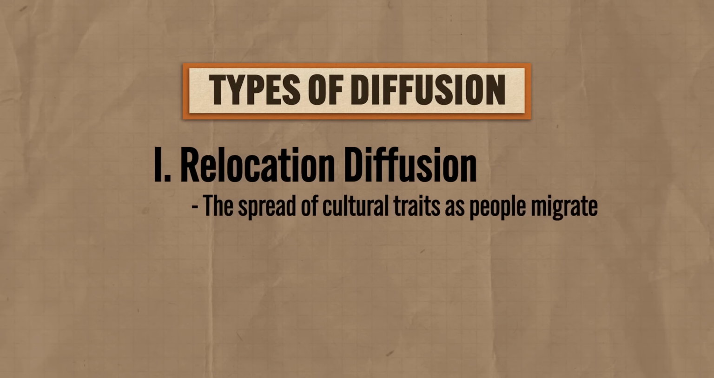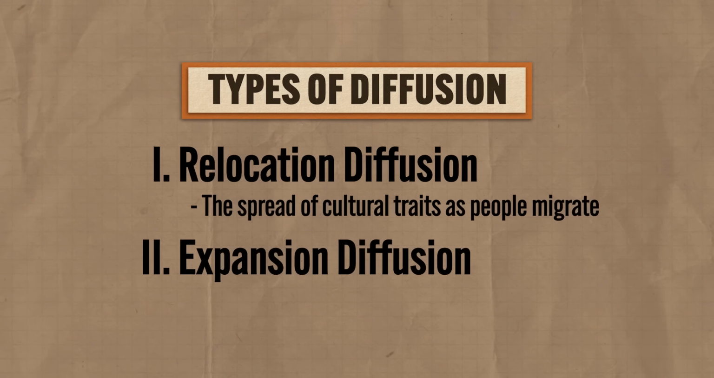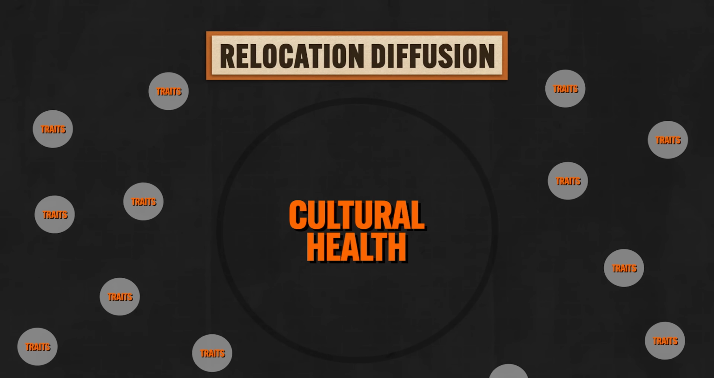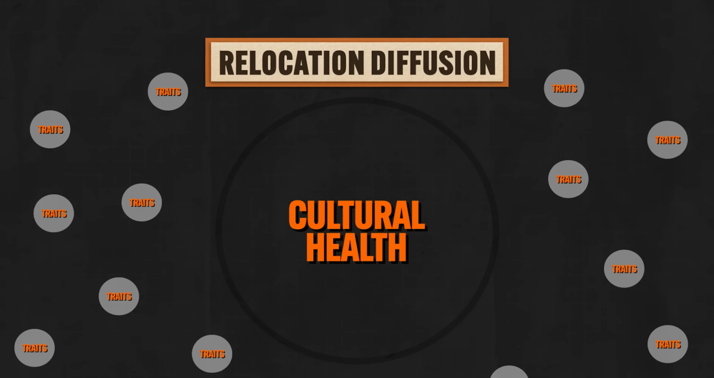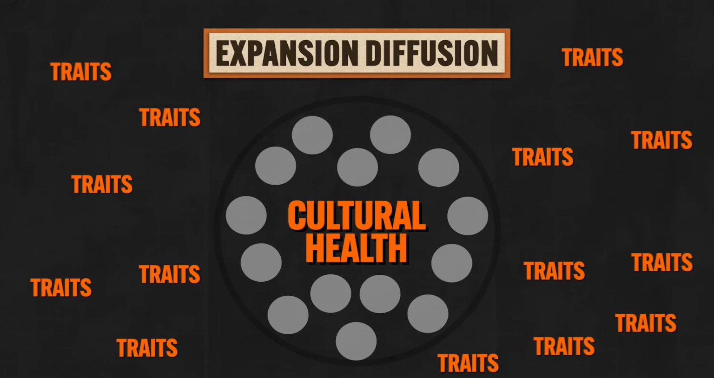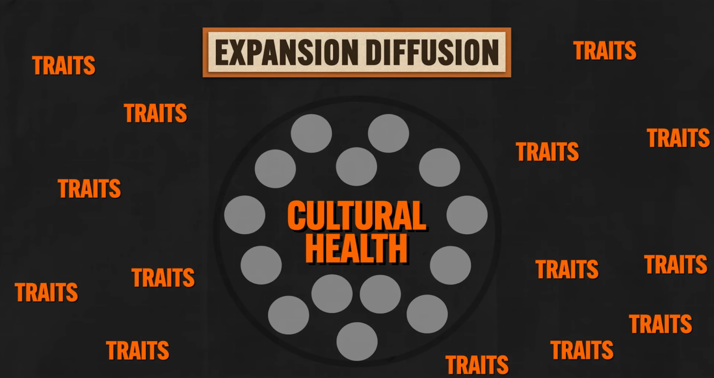Okay, now the second type of cultural diffusion is known as expansion diffusion, and buckle up because this one gets a little more complex. In relocation diffusion, people move away from their cultural hearth and carry their cultural traits with them to a new location. In expansion diffusion, it's the cultural trait itself that spreads while the people to whom it belongs remain in their cultural hearth. Okay, so that's easy enough to understand, but there are 3 subtypes of expansion diffusion which can be distinguished by their spatial pattern.